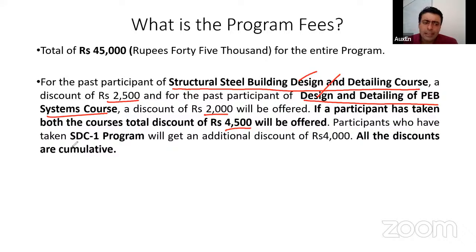And if someone has done the SDC1 program with us, the Structural Design Center program on RCC projects, then they will get a discount of 4000. All these discounts are cumulative. That means a participant who has done all these three stands to get a total discount of how much? They stand to get a total discount of 8500. Okay. This looks like some Indian standard clause, isn't it? The language makes it complicated, but I hope you get it. So all the discounts will be cumulative depending on whatever courses you have done with us in the past.